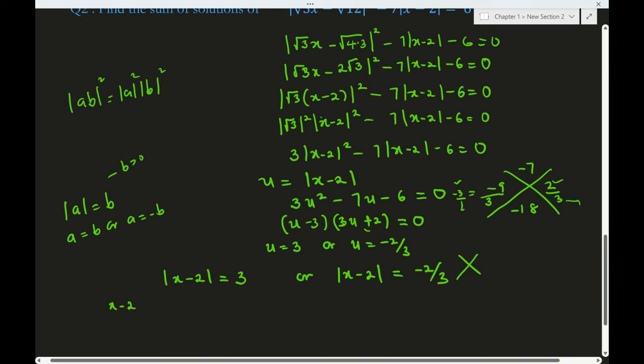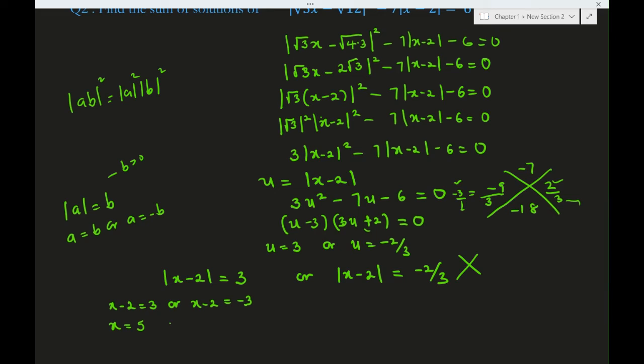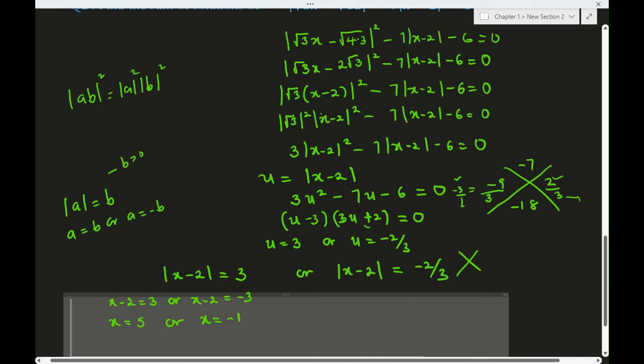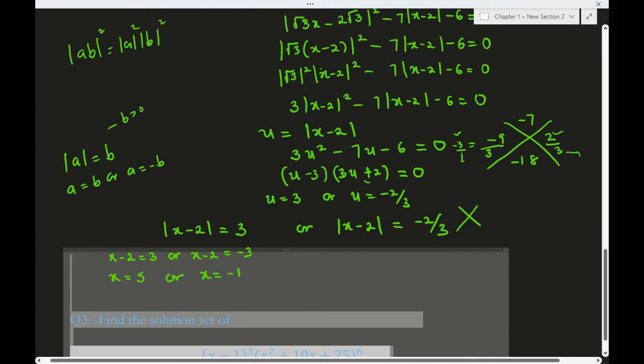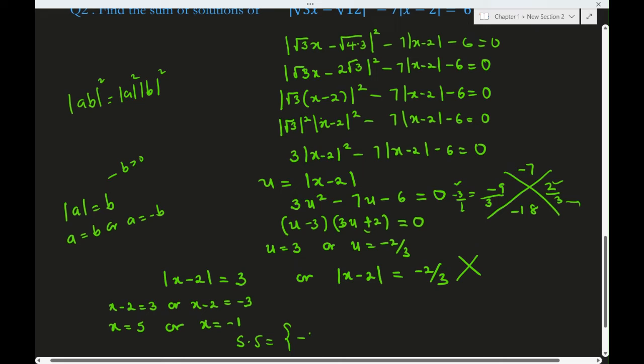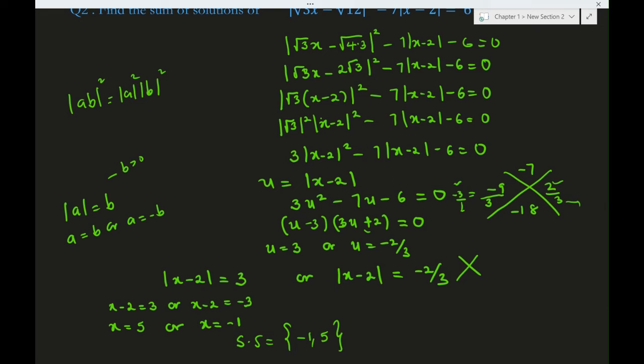This means that x minus 2 equals 3, or x minus 2 equals minus 3. So this gives us x equals 5, or x equals minus 3 plus 2, which will be minus 1. So what's the solution set? Our solution set is just minus 1 and 5.